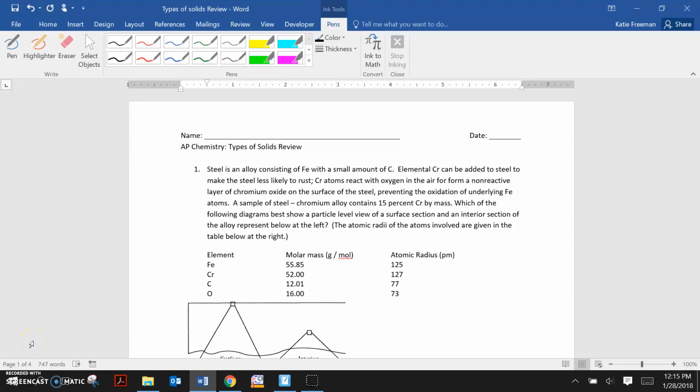All right, guys, I want to go through some of the multiple choice problems that I gave you as practice for this particular section over solids. Again, one of the more difficult portions of this chapter is actually just the problem-solving aspects of it. So let's look at this first one.